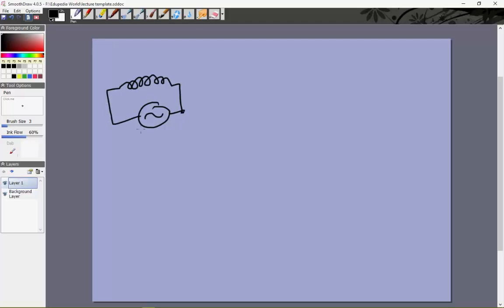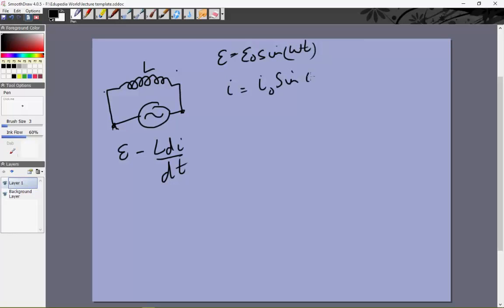Right, so we go from this point to this point, we get E. We go from this point to this point, we get minus L di by dt. What is our goal? We know that E is equal to E naught sine omega t, and we know that the current will have some form of I naught sine omega t plus phi. All we need to do is to find out the value of I naught and phi. Right. So E minus L di by dt, that will be equal to 0 by Kirchhoff's voltage law.